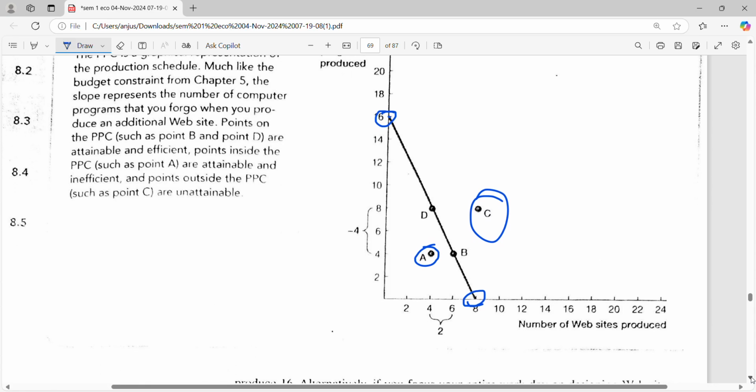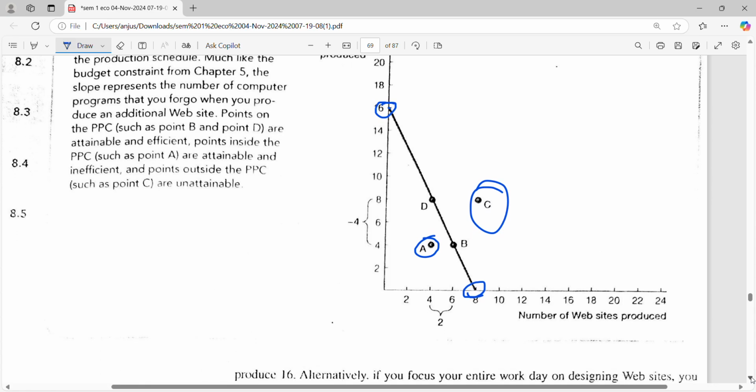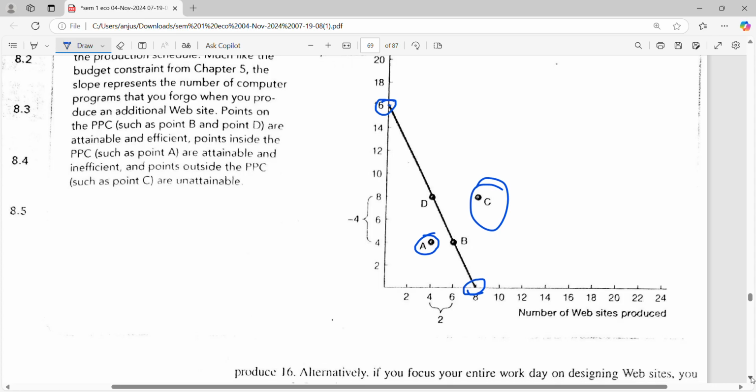Okay. So basically this production possibility curve shows the relationship between the maximum production of one good for a given level of production of another good. When you produce more websites, you produce fewer computer programs. Okay. And if you are spending your time producing websites, then you cannot produce computer programs. This is the opportunity cost.